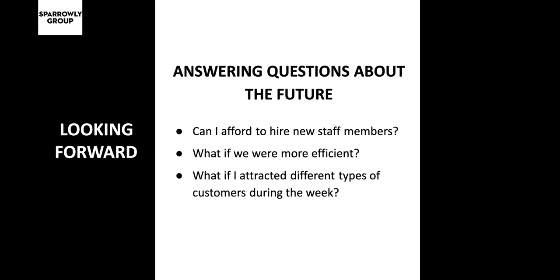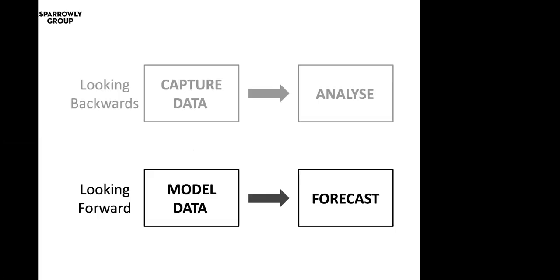Now, when it comes to answering these types of questions, it also requires 2 steps. Those steps are modeling data, followed by forecasting. When we need to answer questions about the future, we obviously won't have any data to analyze. The things that we care about haven't occurred yet. So because you don't have any captured data, we instead make the data up. We do our best to guess what the data will look like when it is captured in the future. And we call this modeling data.